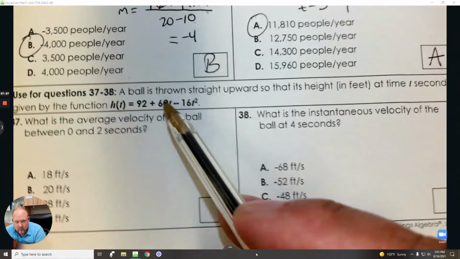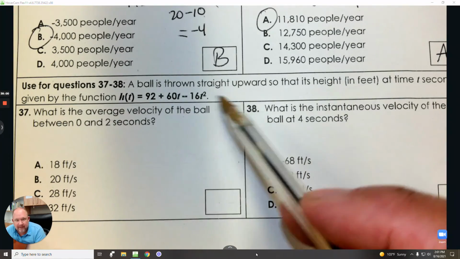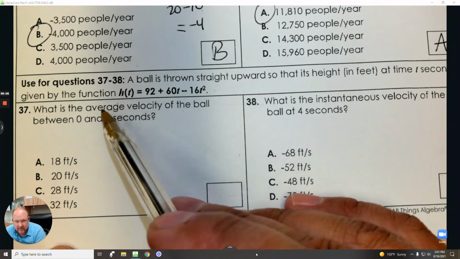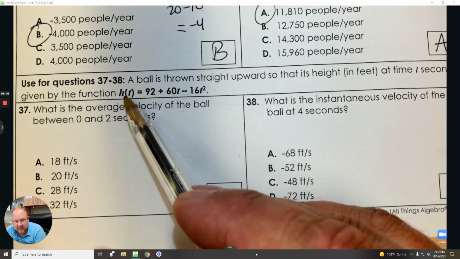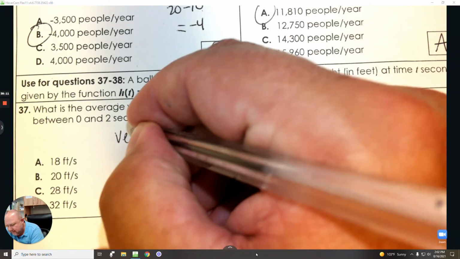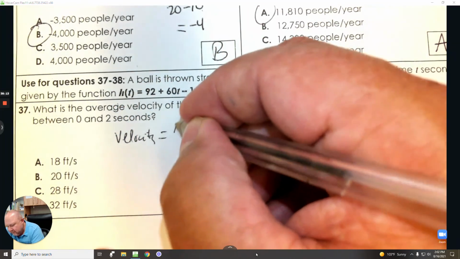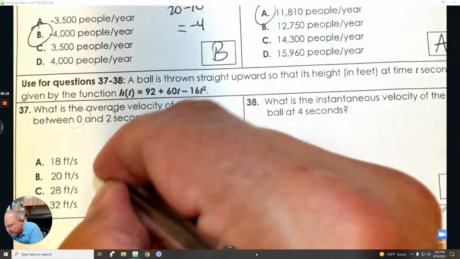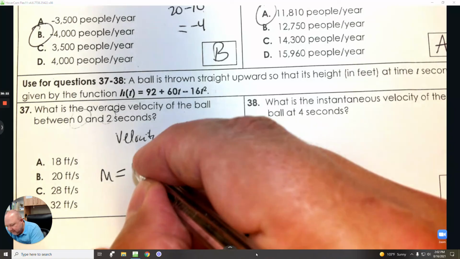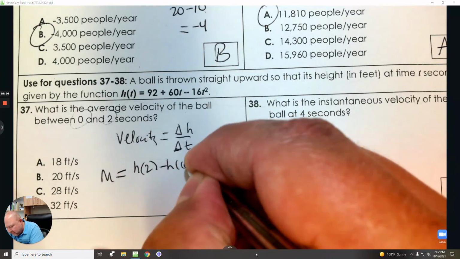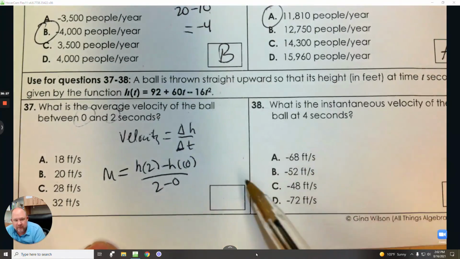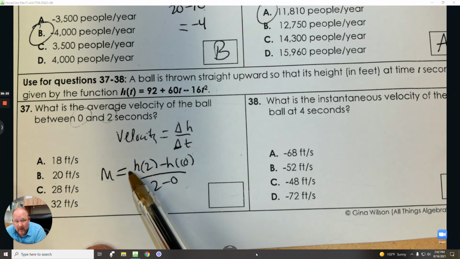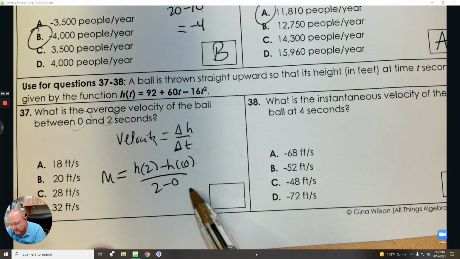So here's an equation that describes a ball being thrown up. H is height, and T is time. And to find velocity, or average velocity, that's the change in height over the change in time. So let's make sure we know what that means. So the velocity is the change in height over the change in time. When it's between 2 points, we are finding the slope. So that's like h at 2 minus h at 0 over 2 take away 0. So average velocity is like finding slope using slope formula, y2 minus y1 over x2 minus x1.